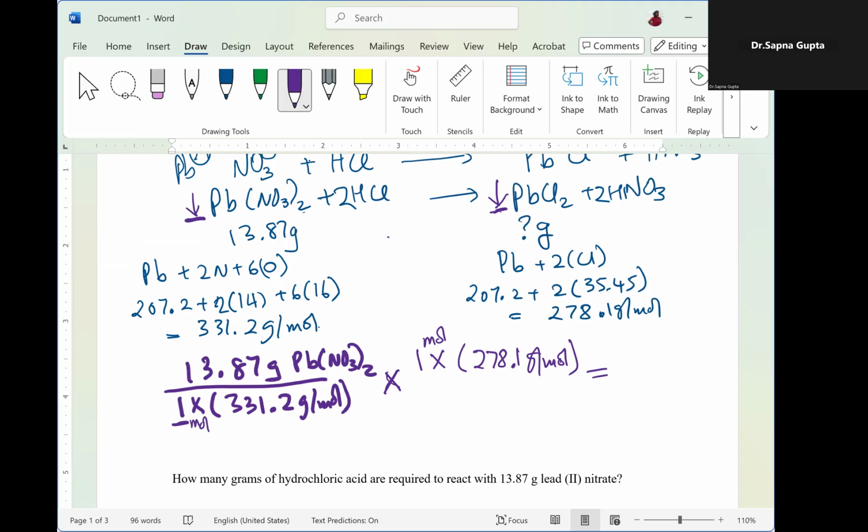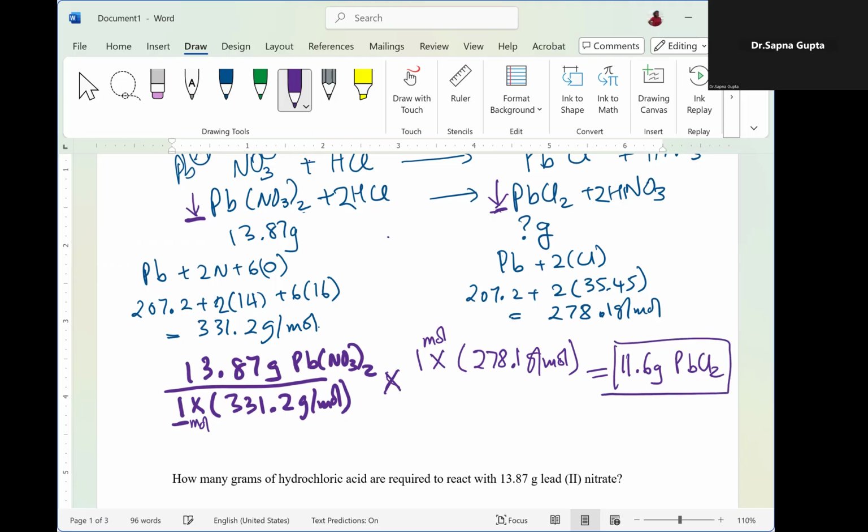And if you don't want to write the 1 mole, it's okay. I mean, you don't have to write the mole. But the 1 I would suggest you write so you remember that you need to have a stoichiometric coefficient there, okay? So now once you do the calculation, you will come up with the answer, 11.6 grams of lead chloride is formed. And so this is your final answer for this, okay?